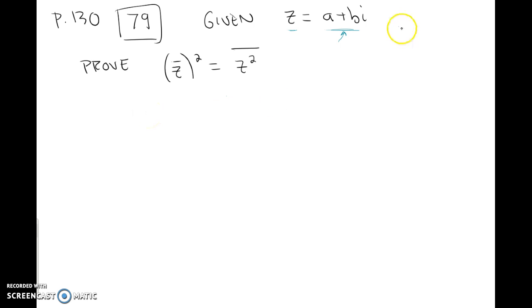This says, remember, z bar is the conjugate. That's a minus bi, the complex conjugate. This says, if you take the conjugate of z and then square it, does it give you the same answer as if you take z, square it, and then take the conjugate? It's kind of an order of operations type of thing, I guess. So we're supposed to prove that it doesn't matter if you take the conjugate first and square it, or if you square it and then take the conjugate.